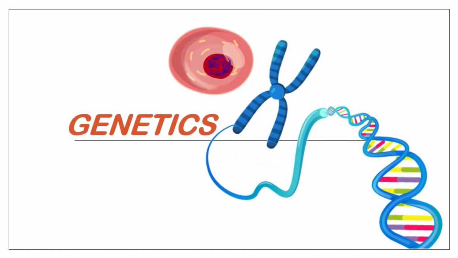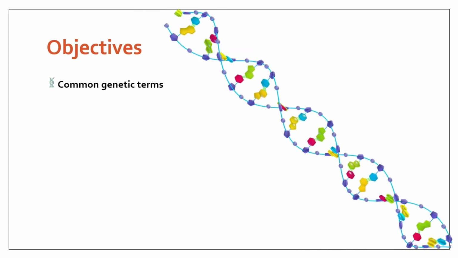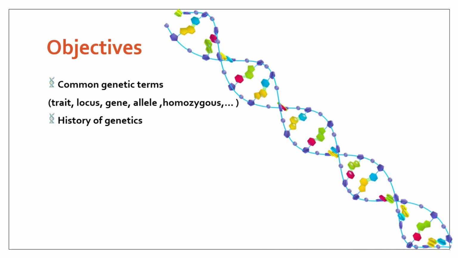In the name of Allah, today we are going to study genetics. In this lecture, we are going to talk about common genetic terms like trait, locus, genes, alleles, and homozygous, heterozygous, and so on. Then we are going to talk about history of genetics, Mendelian laws, and finally, we are going to have a look at genetic engineering.